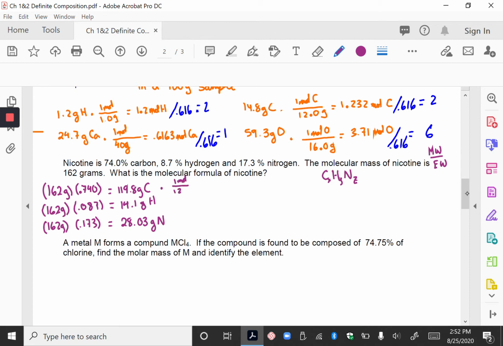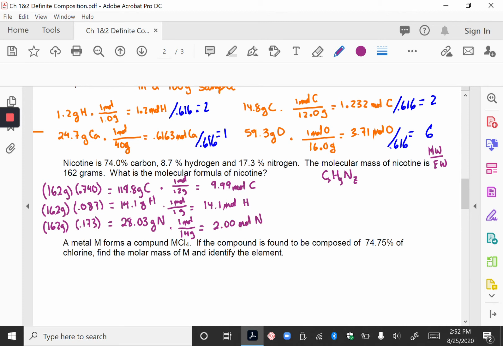Now I can convert each of those to moles. 1 mole of carbon is 12 grams. 1 mole of hydrogen is 1 gram. 1 mole of nitrogen is 14 grams. Let's see, so it's about 120 divided by 12, so about 10 or so. I get 9.99 moles, which is about 10. This one gives me about 14.1 moles of hydrogen. This one gives me 2.0 moles.